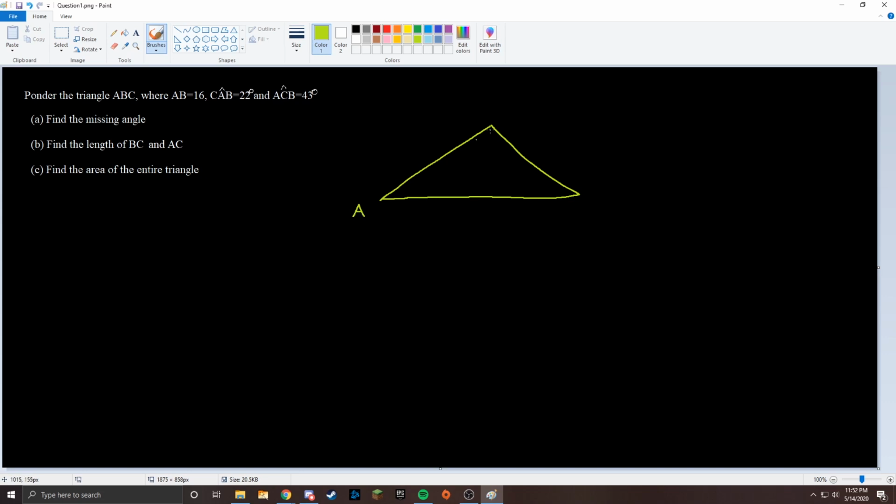And then you want to label your sides and your measures. AB, 16. Angle A is going to be 22. And C, 43. Now, first of all, find the missing angle. We know all triangles add up to 180 degrees.